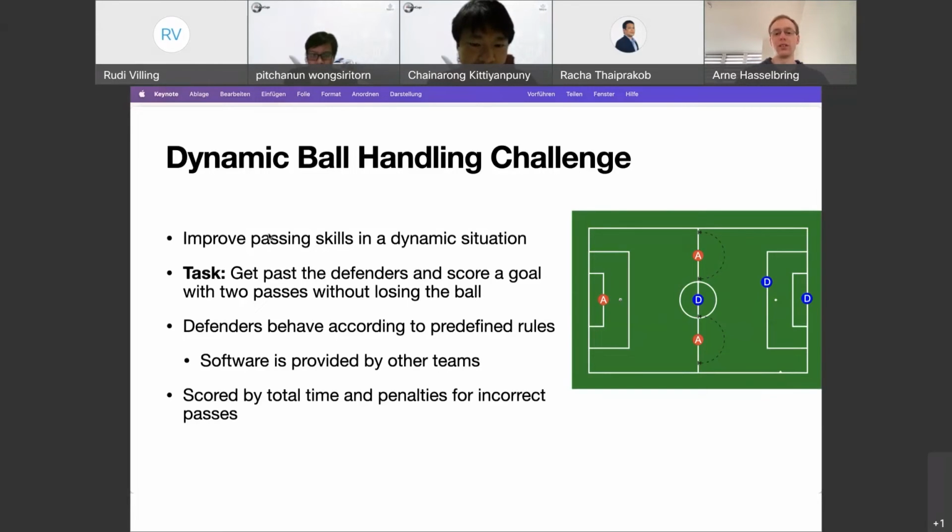And in this challenge, one team of 3 robots should score a goal with 2 passes, and the defenders are actually active according to some predefined rules. And they must not get possession of the ball or even touch the ball. And the teams are ranked based on how quick they are able to do this, so to score a goal after 2 passes.